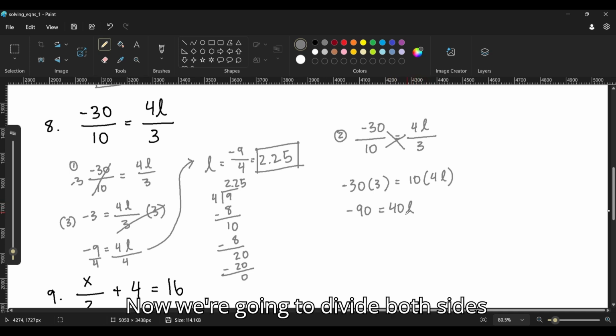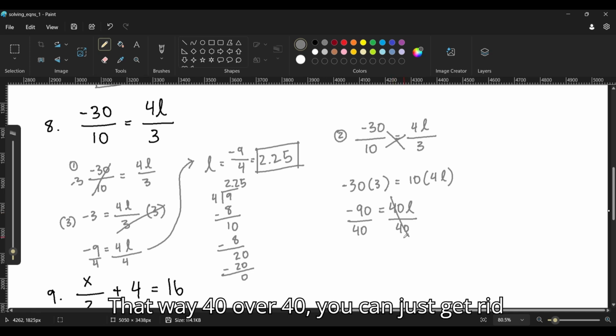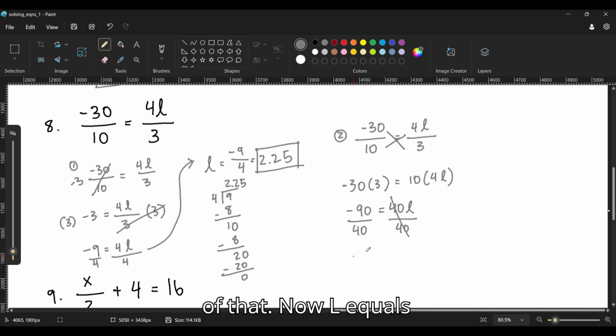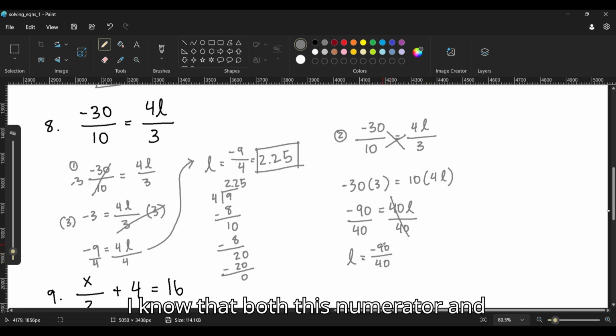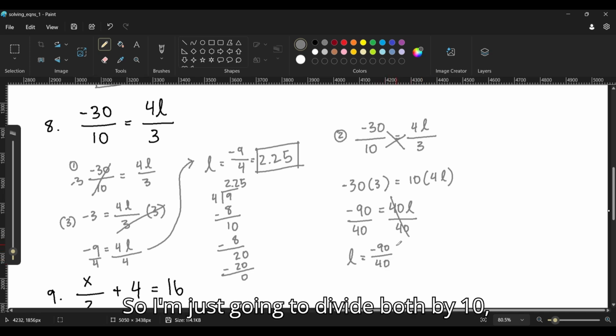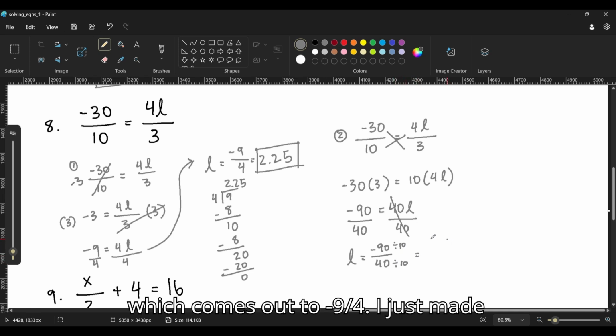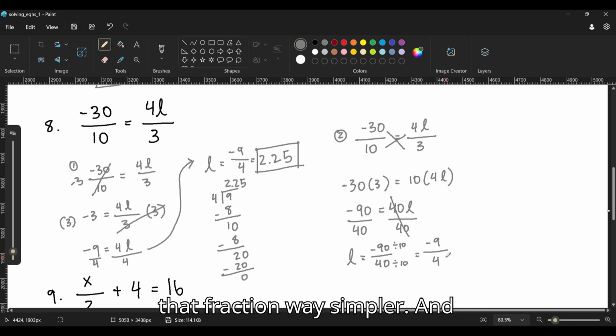Now we're going to divide both sides by 40 to isolate the L. That way 40 over 40, you can just get rid of that. Now L equals negative 90 over 40. I know that both this numerator and denominator are divisible by 10, so I'm just going to divide both by 10, which comes out to negative 9 over 4. I just made that fraction way simpler.